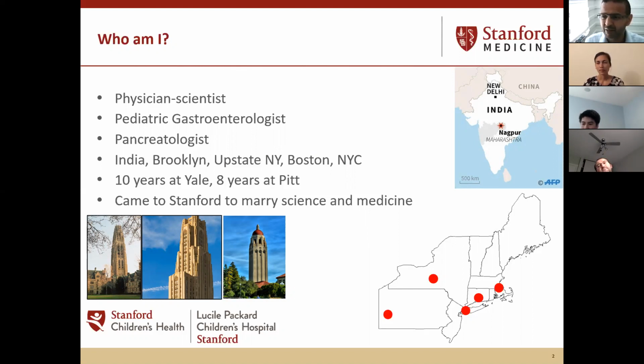I grew up there, went to college in upstate New York, Boston for medical school, and residency in New York City at Bellevue Hospital. Then I had the chance to do fellowship in pediatric GI at Yale, and I spent a total of 10 years there. After that, I went to the University of Pittsburgh, where I spent 8 years. And just about a year ago, I moved to Stanford, and I did this to become a matchmaker, that is, to marry science and medicine.